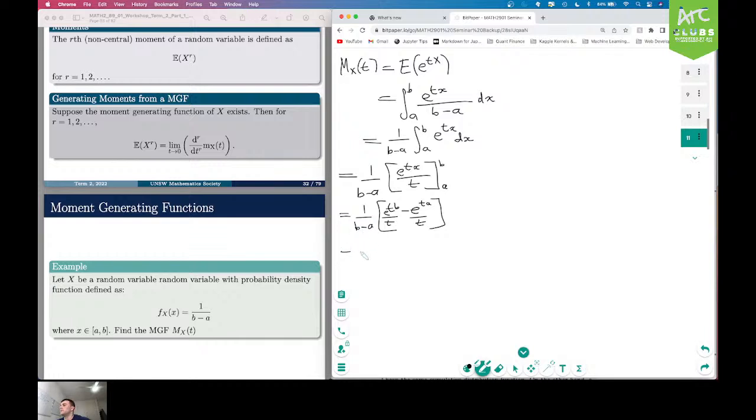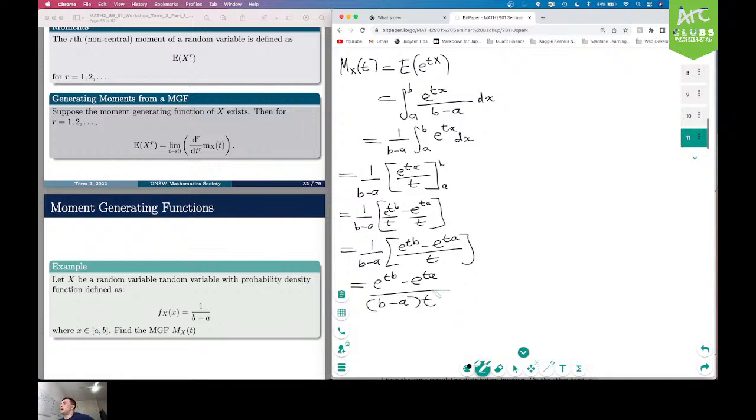We can put it all over one denominator, so we can say 1 over b minus a times e to the tb minus e to the ta over t. And we can write this without any messy brackets, so we can say e to the tb minus e to the ta over b minus a times t. Like that. Cool.